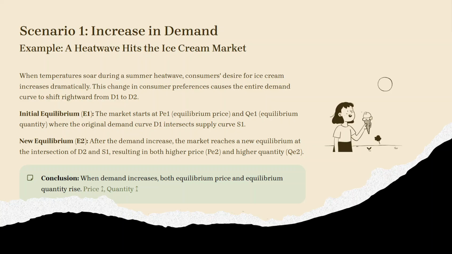Step 3. What happens to equilibrium? We start at our original equilibrium, E1, with price PE1 and quantity QE1. The new demand curve, D2, now intersects the original supply curve at a new point, E2. By looking at the axis, we can see that at E2, the new equilibrium price, PE2, is higher and the new equilibrium quantity, QE2, is higher. What is the conclusion? A heat wave leads to a higher price for ice cream and more ice cream being sold.